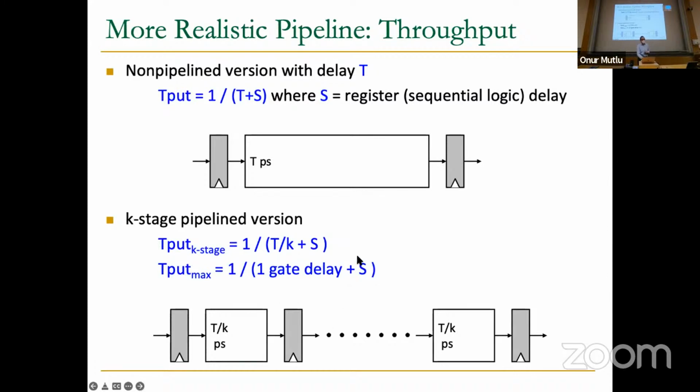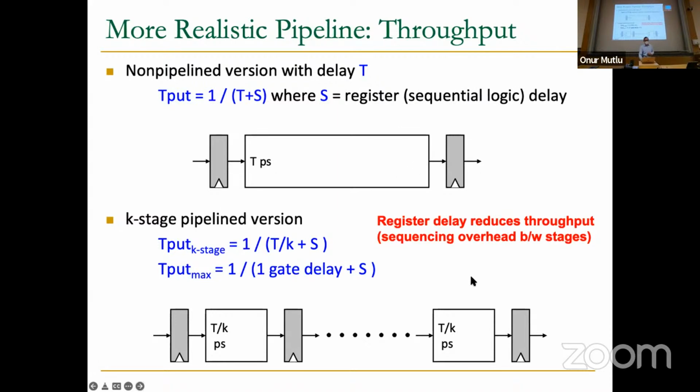In the end, you're dominated by your sequencing overhead. If this is 1 gate delay, s may actually be equal to that, or more than that. So the takeaway here is that register delay reduces the throughput because you have sequencing overhead between these stages. Also, this picture is still not fully realistic. It still assumes perfect division of work between stages, t over k. If that changes, this t picoseconds overall may become, let's say, 1.5 t, and that reduces your throughput also. We will see that when we look at a performance example of pipelining at the end of this lecture or tomorrow. Does this make sense?